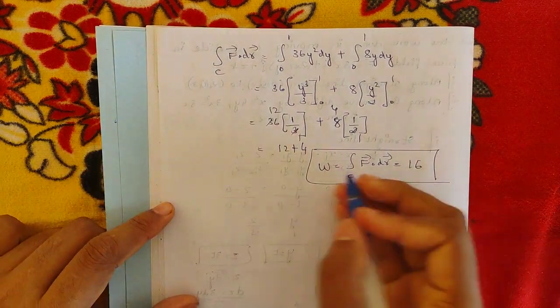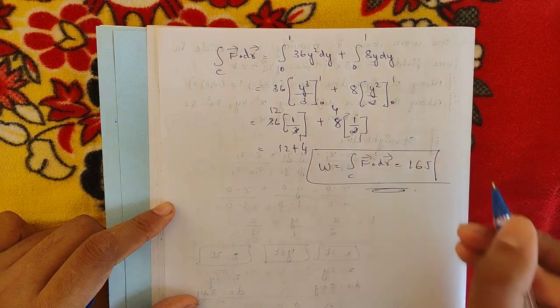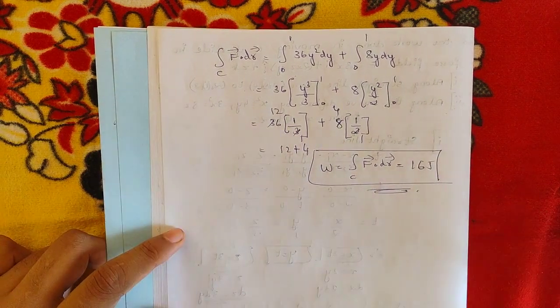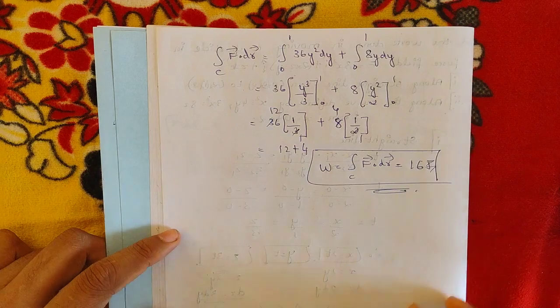Or simply, the SI unit of work done is joule, right? If you want, you can write joule, okay? But it's in maths, so you could be writing simply 16 units, okay?